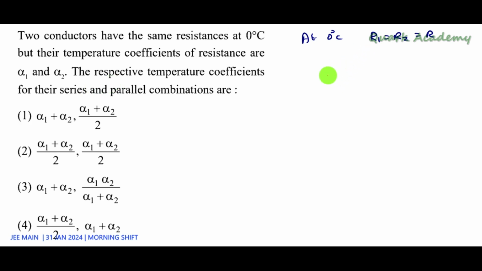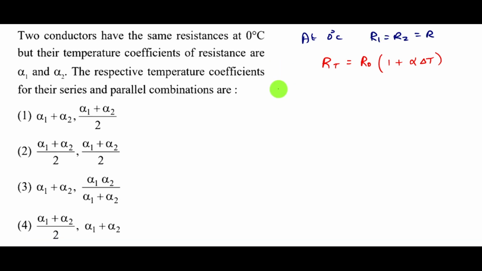First of all, we should know how this resistance is going to change with respect to temperature. Resistance at a temperature T equals resistance at 0 degrees Celsius into 1 plus alpha into delta T. This delta T is the change in temperature. Since the reference point is 0, it should be subtracted from 0 degrees Celsius. Fine. So we'll do it for series.